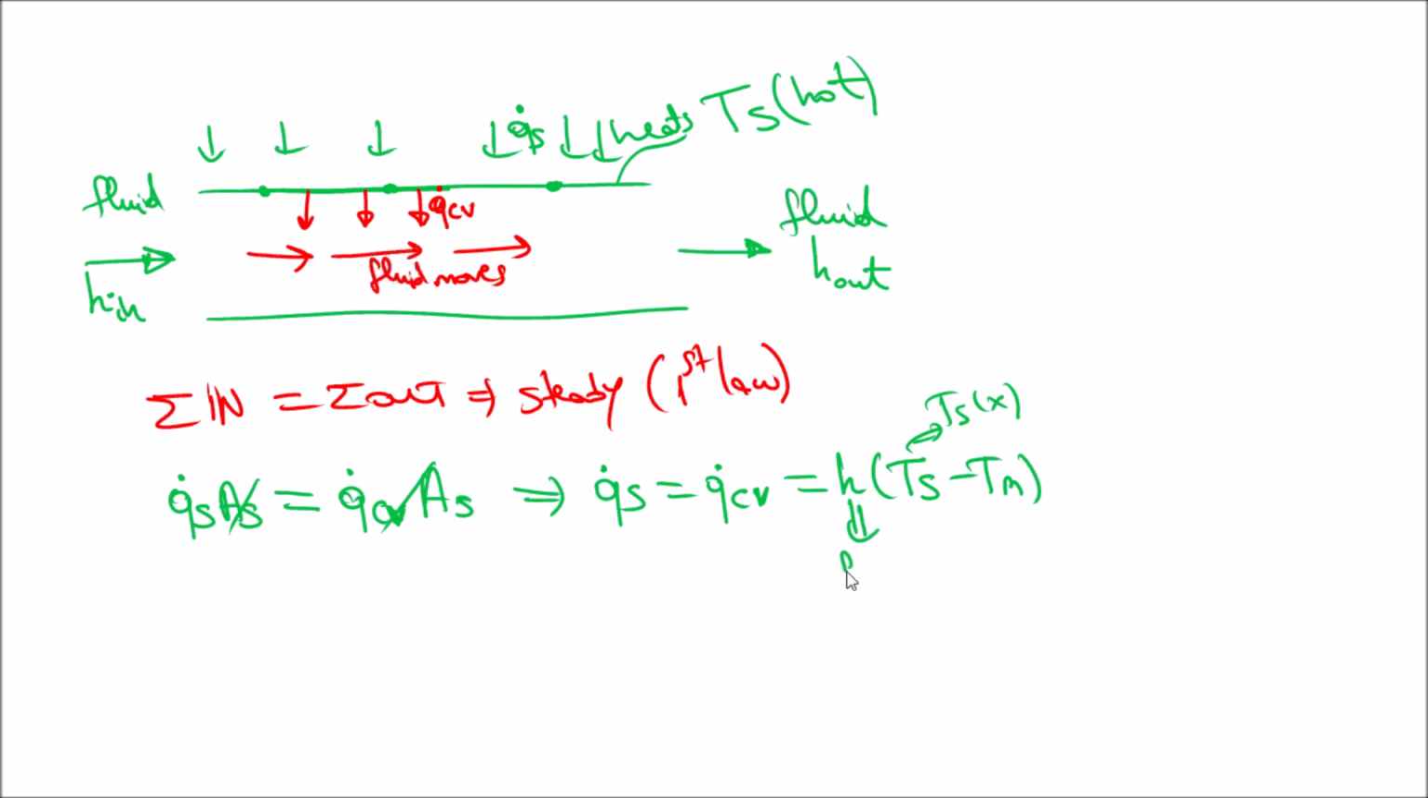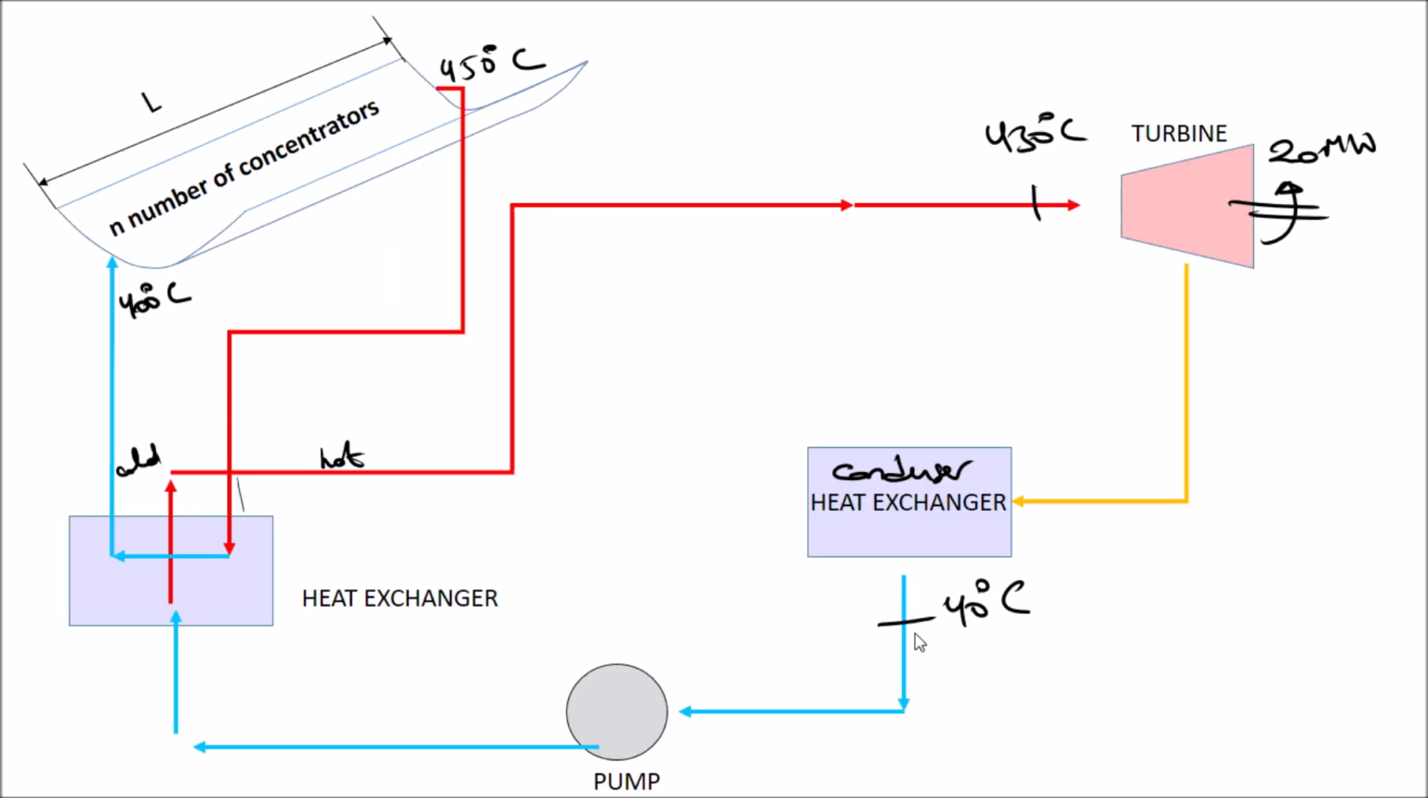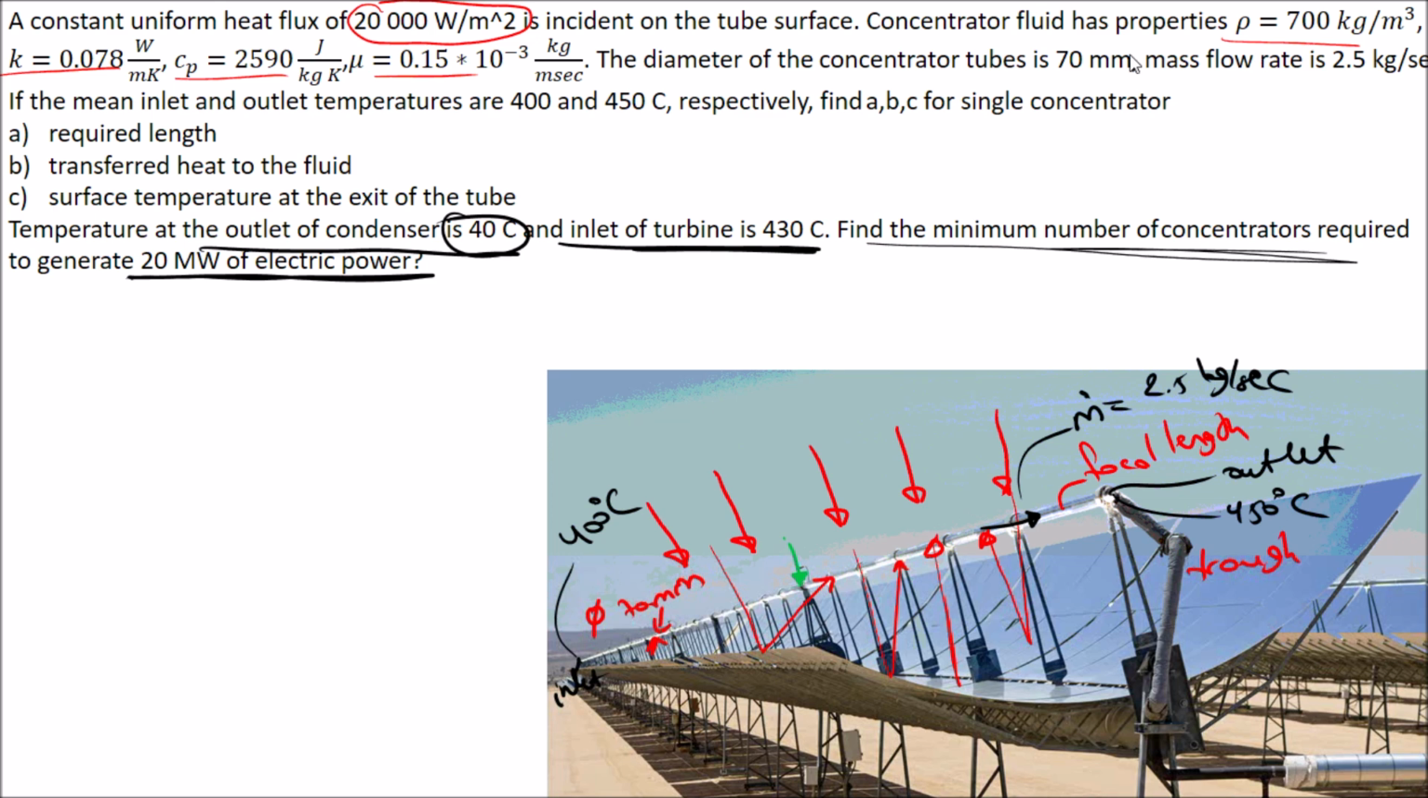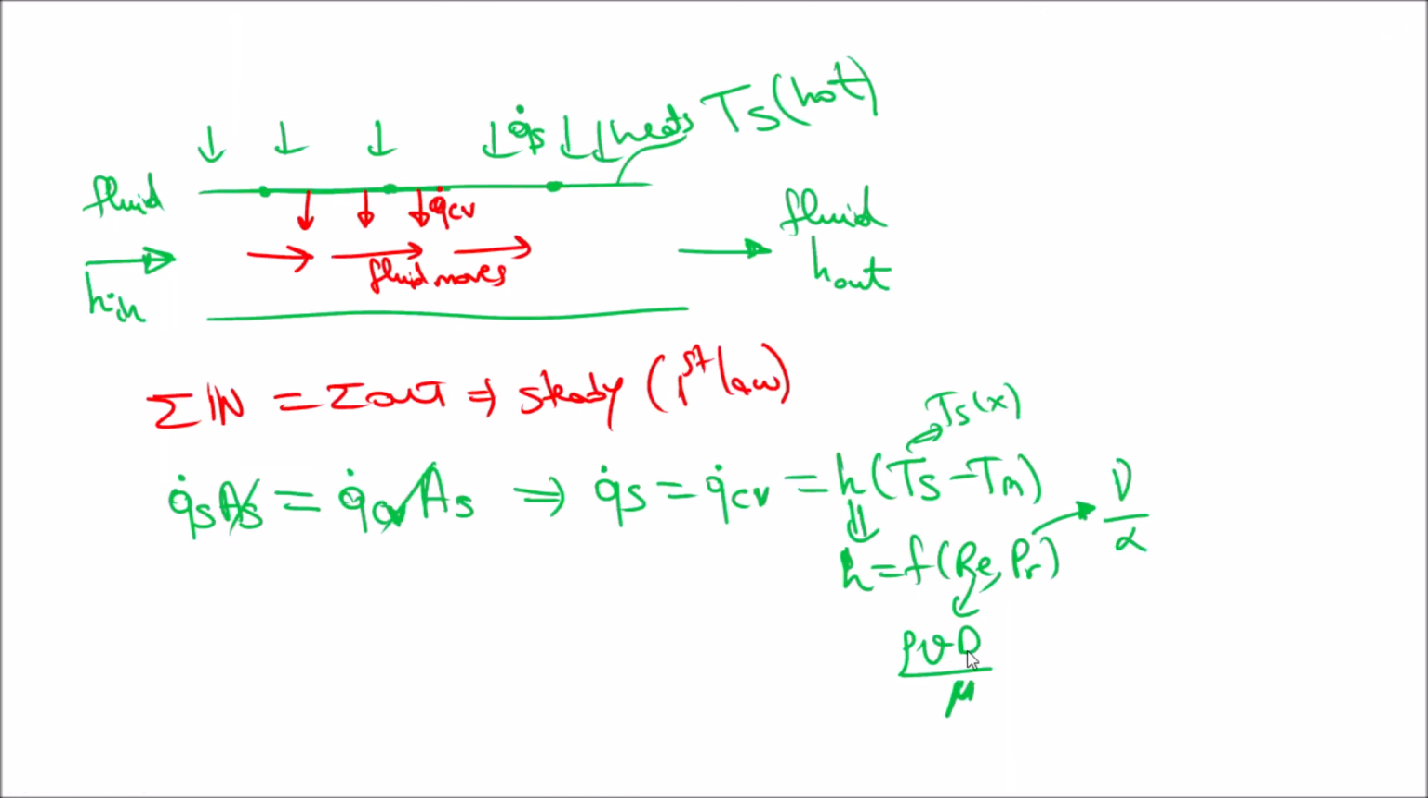For convection problems, H is a function of Reynolds number and the Prandtl number. This is for internal and external convection. For natural convection, it will be a bit different. So here it is a function of Reynolds number. Reynolds number is rho v d by mu. And Prandtl number, I can find from the question. Prandtl number is mu by alpha. Rho is given in the question, it is 700. Diameter is given. And velocity I can find.